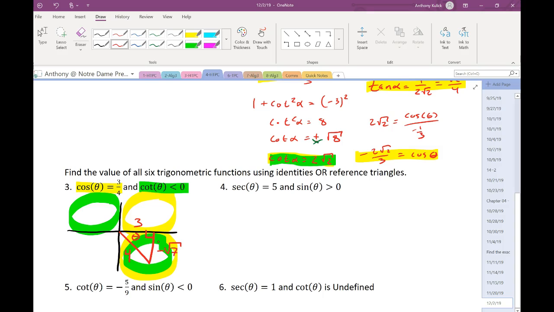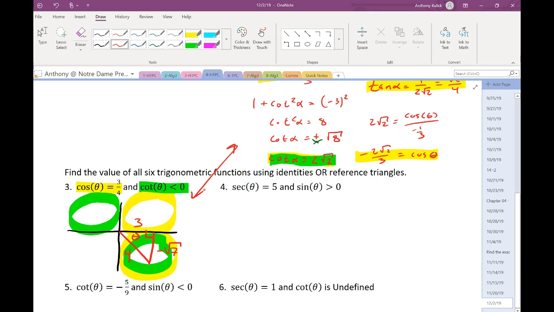Happy with that? Okay. You should be able to do these problems both ways, using identities or using a reference triangle. I'm not going to tell you which way I'm going to ask you to do it. I might not ask you to do a specific way, or I might ask you to do one of the two ways. You should be able to do it both ways.